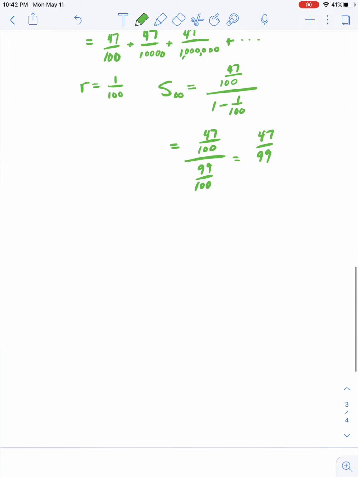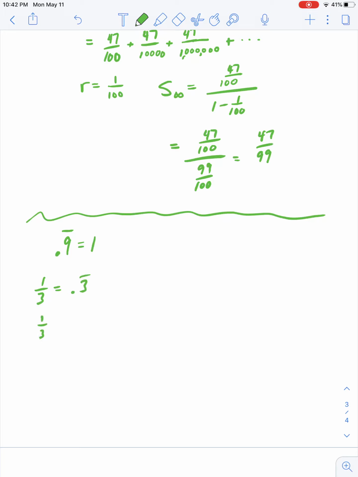So go back to earlier in the year, right, when we had our wonderful discussion. 0.9 repeating is indeed 1, right? So we proved that a couple different ways. One way was we said, well, 1/3 is 0.3 repeating. So if I add up a third and a third and a third, that would be 3/3, which is 1. Or I could add 0.3 repeating plus 0.3 repeating plus 0.3 repeating, which is 0.9 repeating. So 1 must equal 0.9 repeating. They are indeed equivalent, right? That was one way we did it.